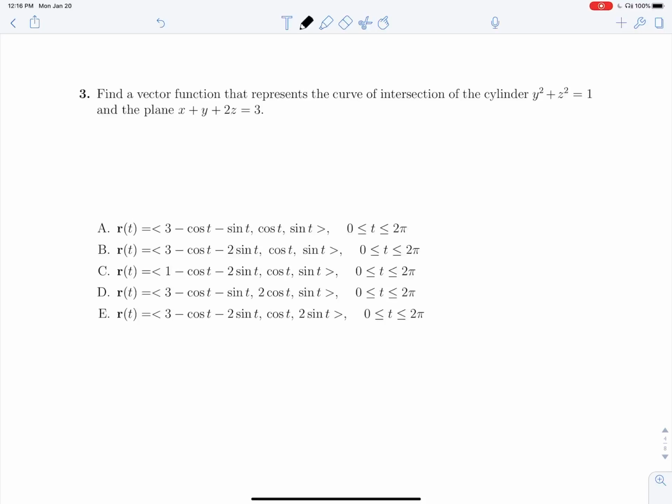We are looking at the intersection of a cylinder and a plane. So always in this case, what we're going to end up with, let's kind of draw this out.